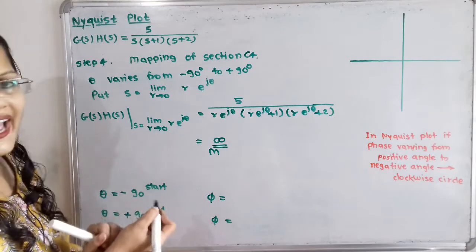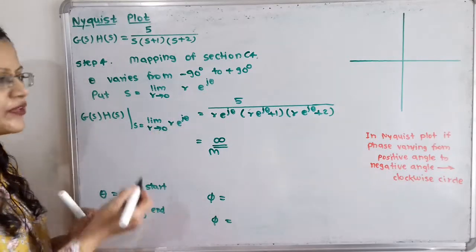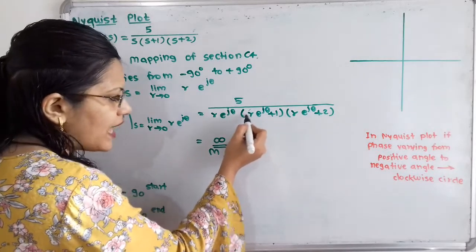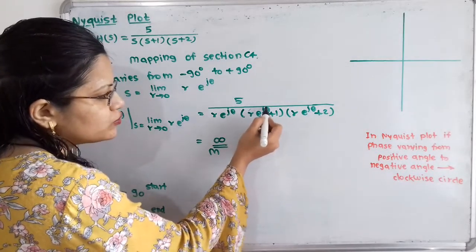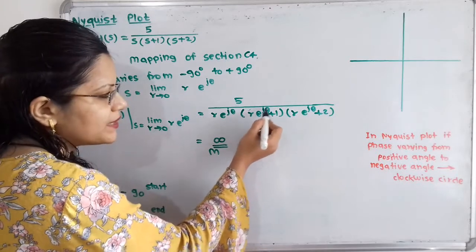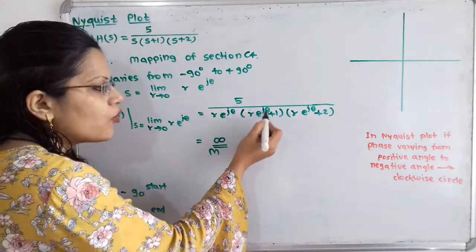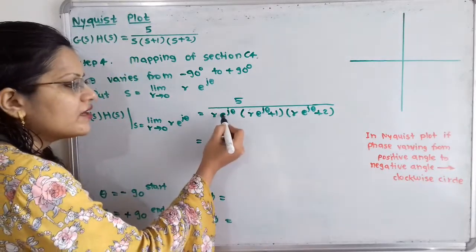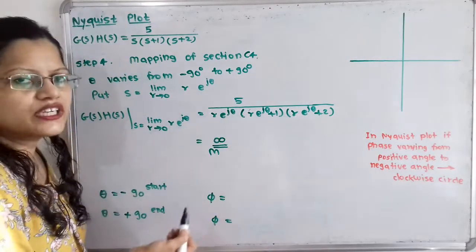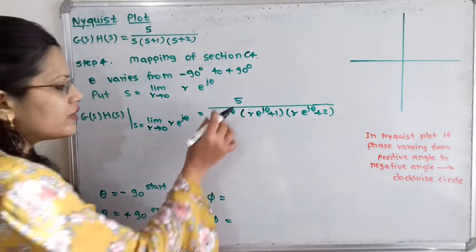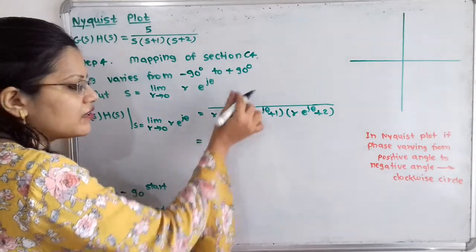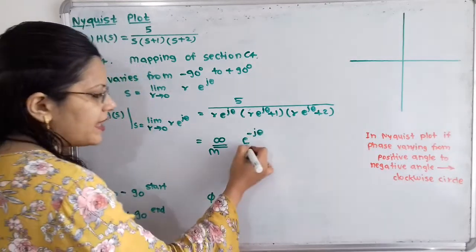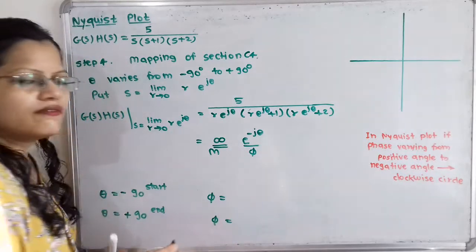Now what about the angle e raised to j theta? So if we observe this r, when we put r is equal to 0, then e raised to j theta, that is r 0 multiplied by e raised to j theta. So this whole term will become 0. So only 1 e raised to j theta in the denominator is present. So if I take this denominator term in the numerator, then it will become e raised to minus j theta, and this is nothing but the phase angle phi.